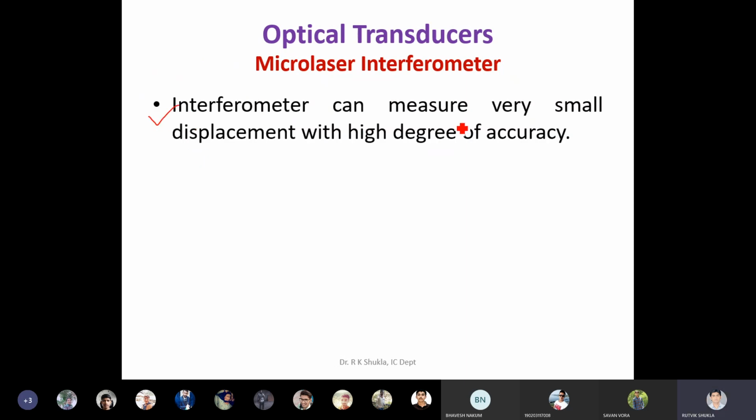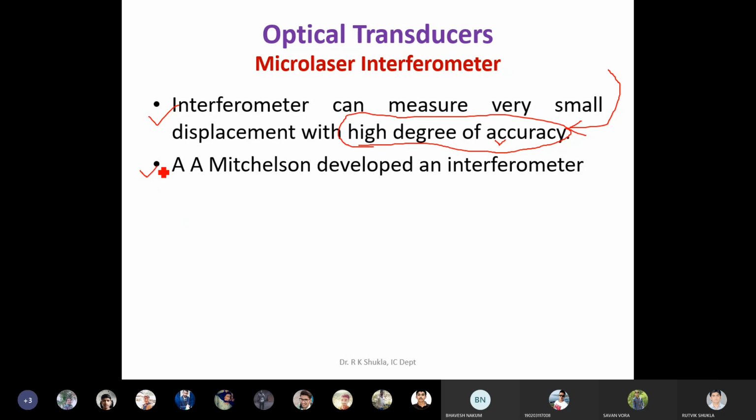So interferometer can measure very small displacement with high degree of accuracy. That is what you are expecting. Whenever you talk about this smaller range, at that time, the most important thing is accuracy. For that, we will use a method which is devised by A. A. Michelson, who has developed an interferometer.